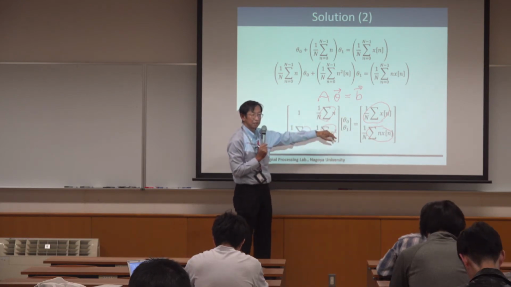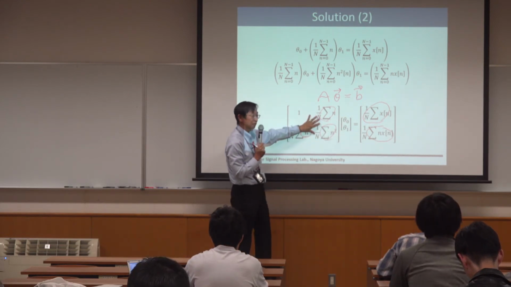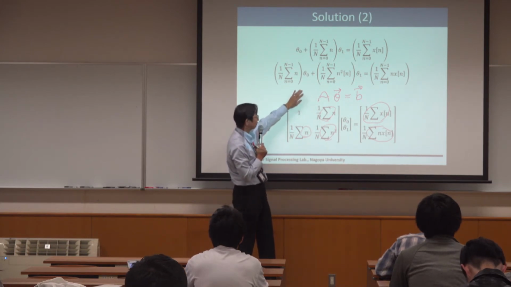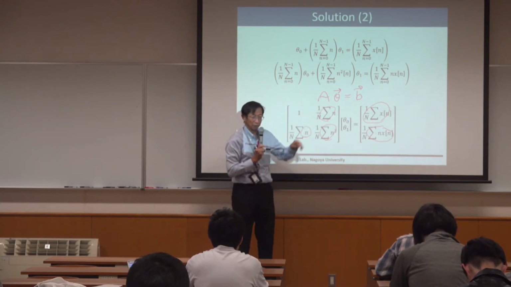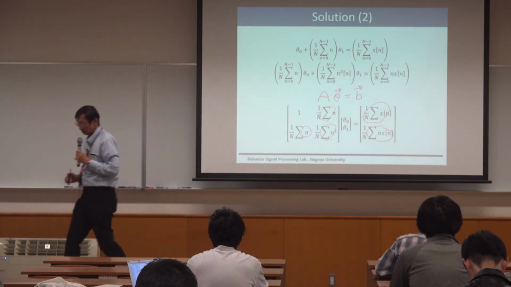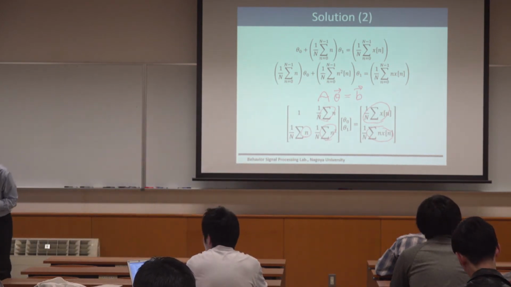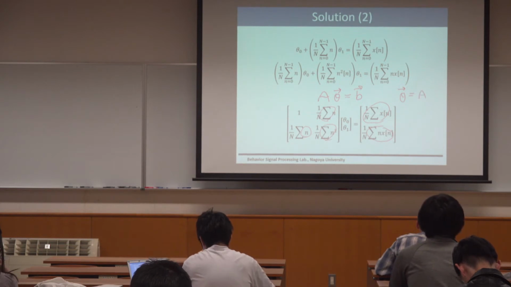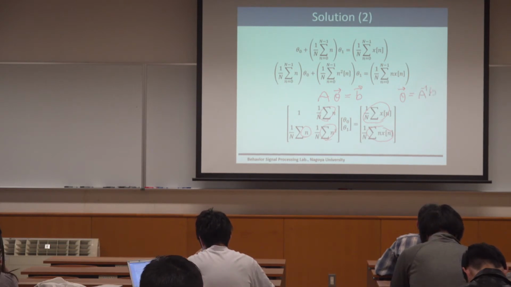It's easy. If this matrix has an inverse matrix, then you can operate the inverse matrix from the left-hand side to both sides of the equation, and then theta vector should be the inverse of A times b.